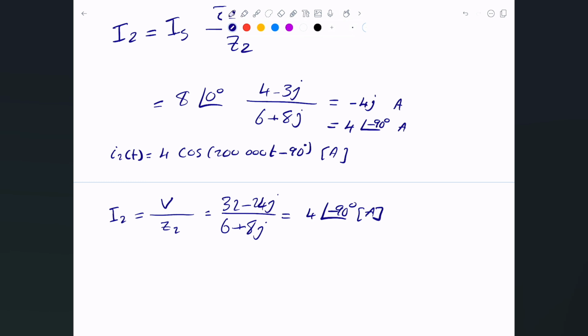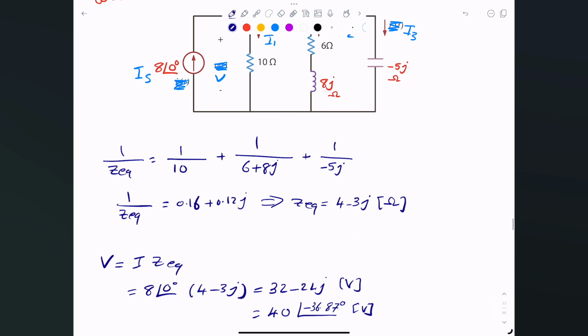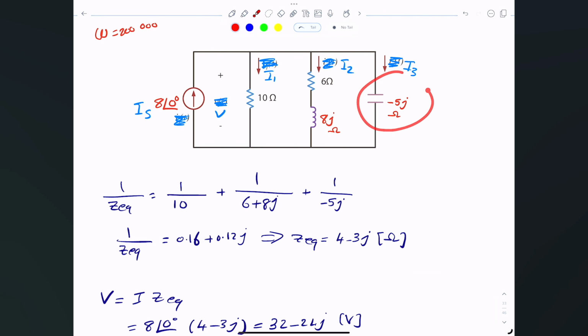And you can figure out the rest of the currents in the same way. You can apply current division to figure out what this I3 is, what this I1 is, and it's pretty straightforward.